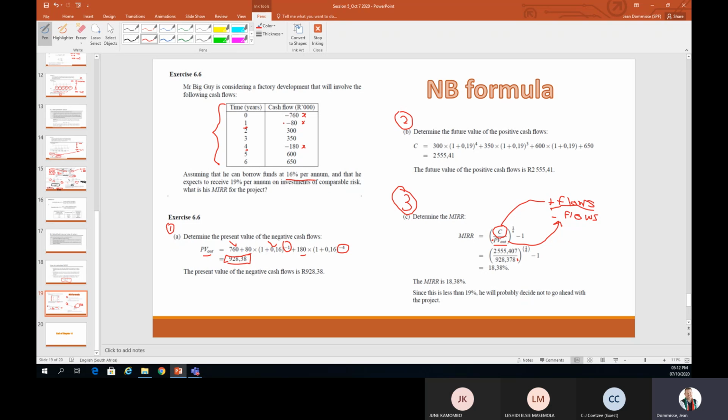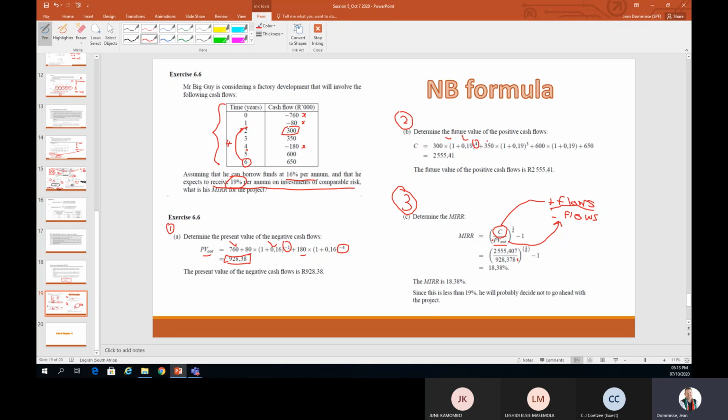Then we also need to look at the positive flows, and the positive flows are inflows, and those inflows you're getting at 19% per year. So the 300,000, remember you're getting interest on that of 19%. That 4 is basically saying the 6 minus the 2. So there is 4 years left.